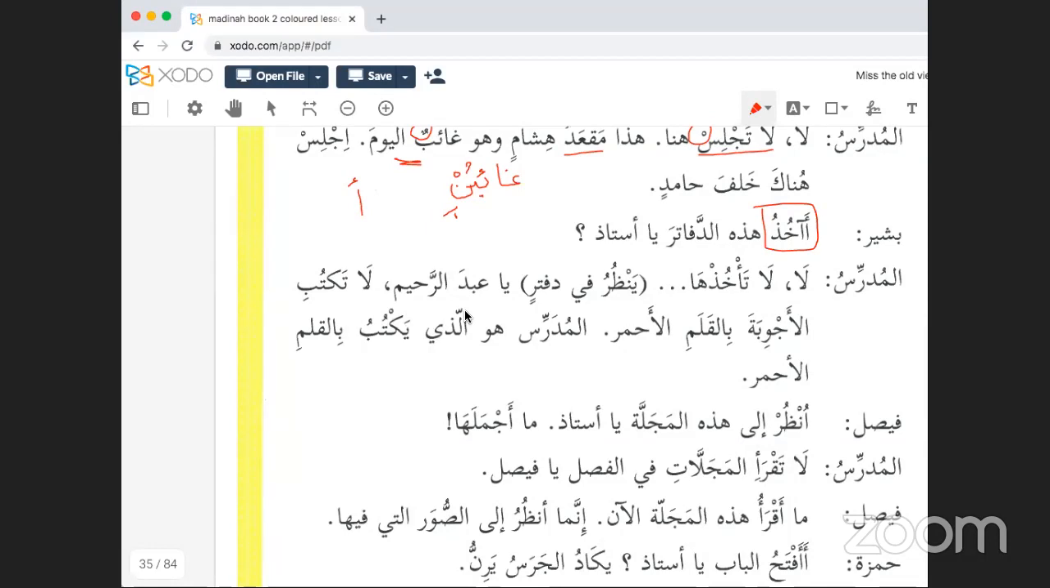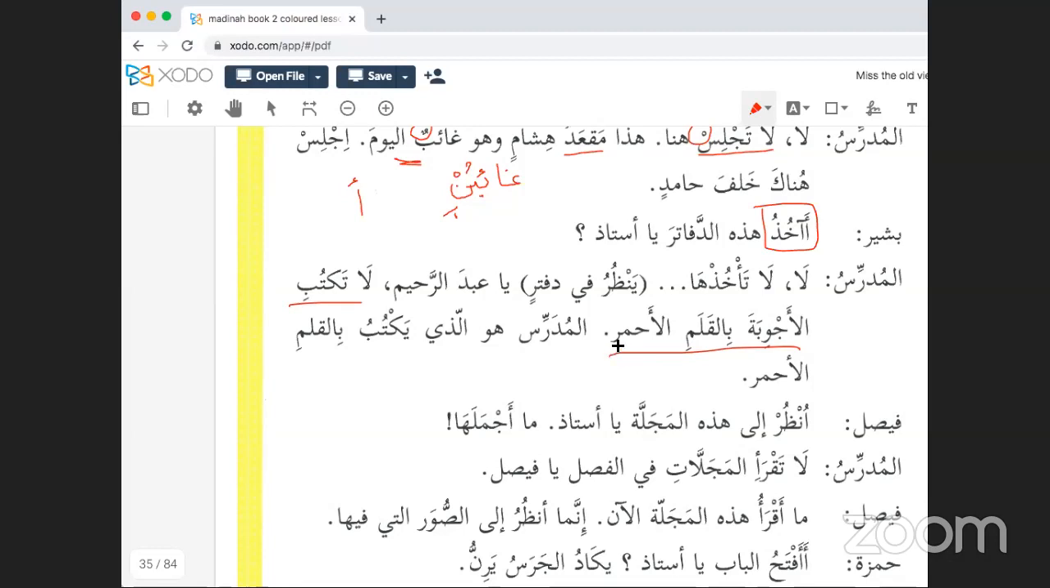Ajwiba. So he said, "la taktub al-ajwiba bil-qalam al-ahmar." What does he mean to say here? What's he trying to tell Abdul Rahim? Don't write the answers with the red pen.